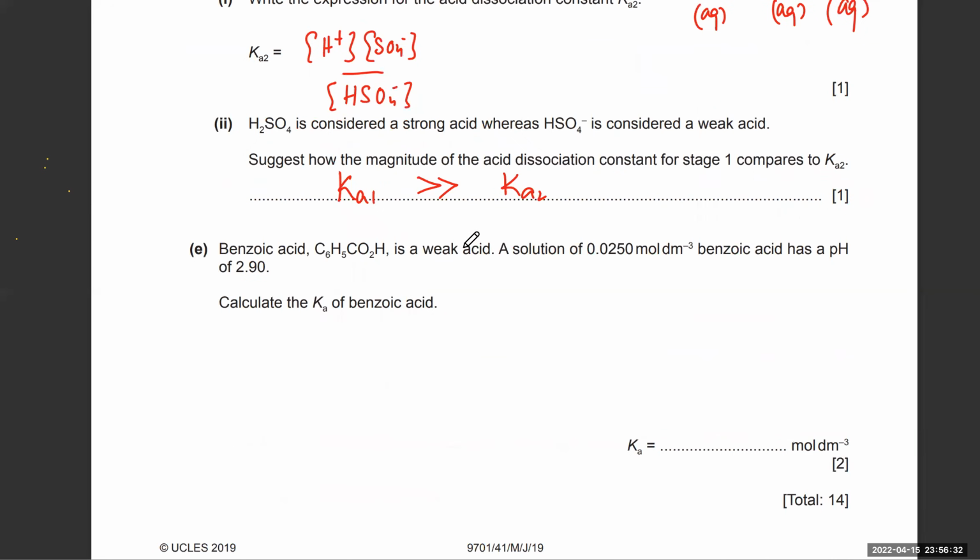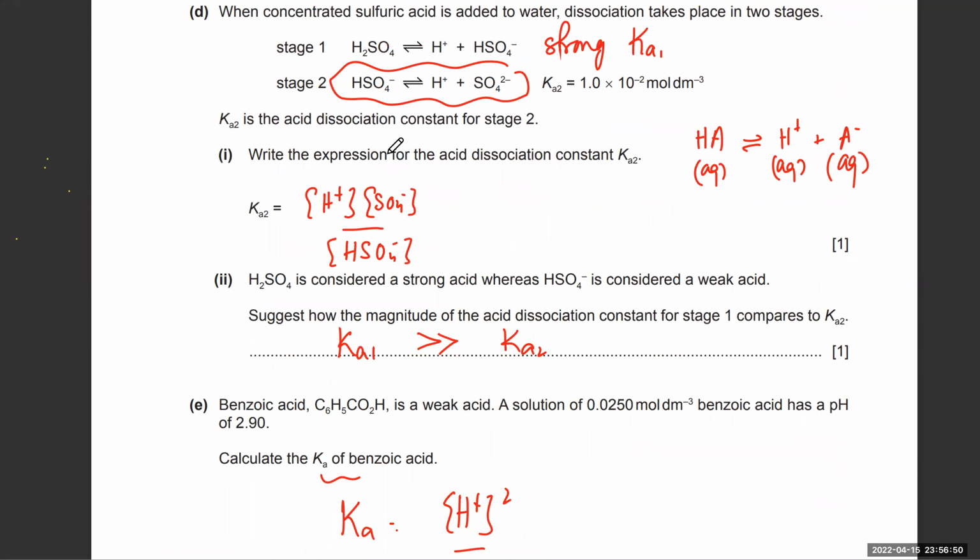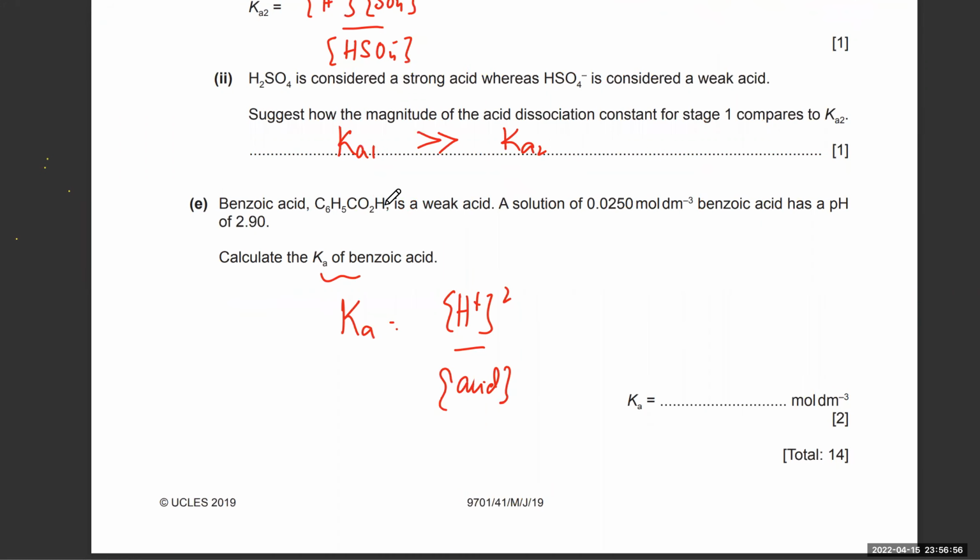You've got benzoic acid. It's a weak acid. You're given the pH and you have to find K. The general equation for K is H+ squared divided by the acid concentration, like these two ions would be produced in the same quantity. So you can use the same general expression for this one.